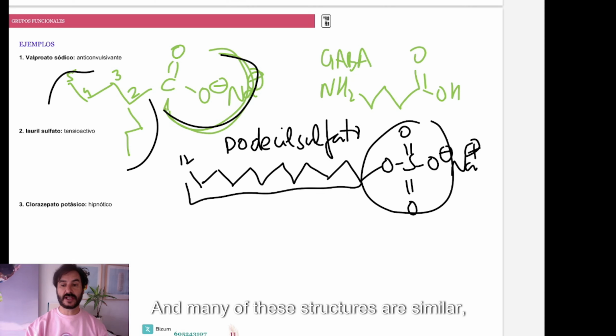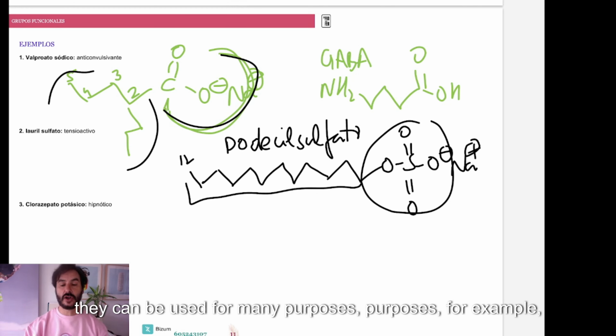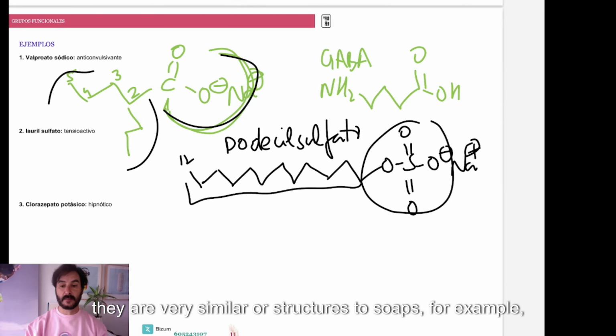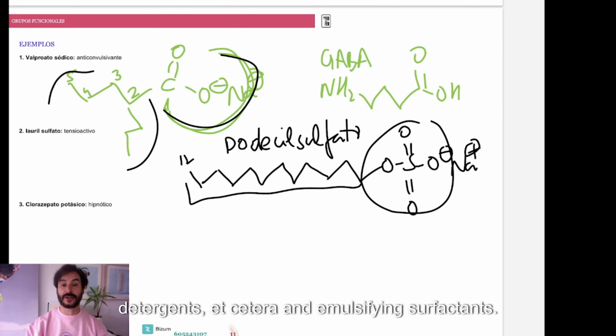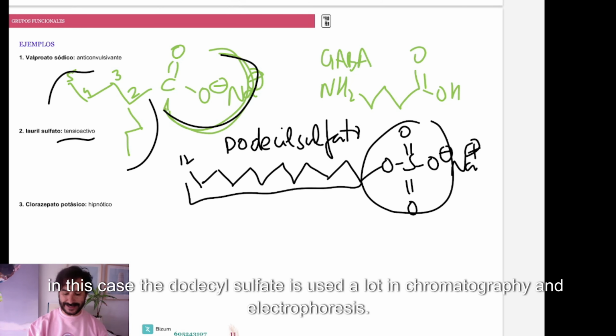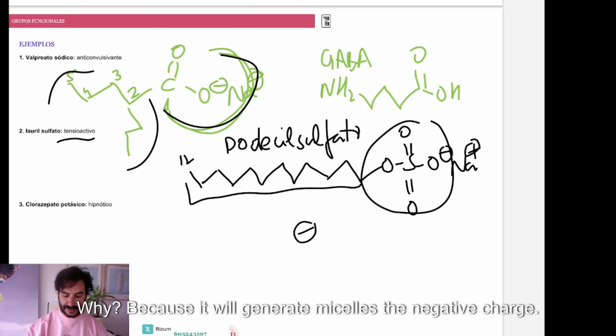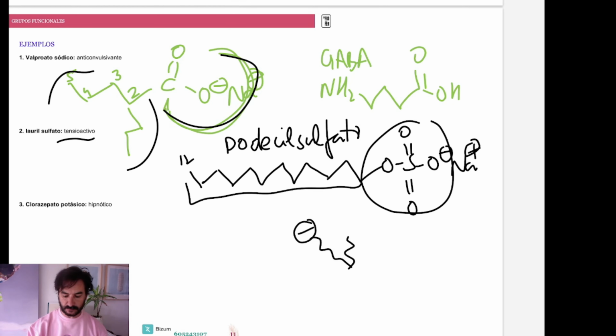And many of these structures are similar. They can be used for many purposes. For example, they are very similar to soaps, detergents, etc., and emulsifying surfactants. In this case, sodium dodecyl sulfate is used a lot in chromatography and electrophoresis. Why? Because it will give the micelles a negative charge.